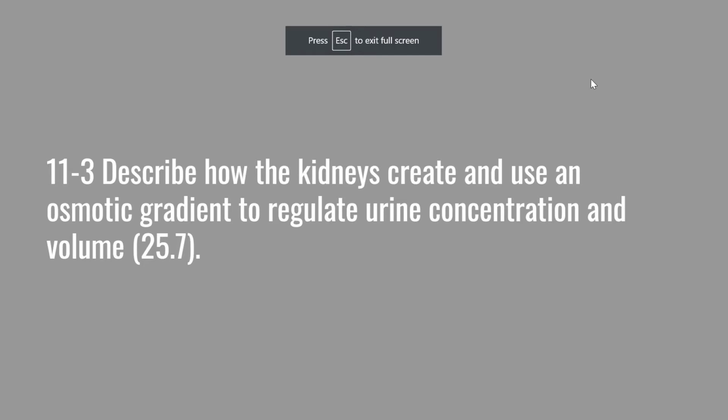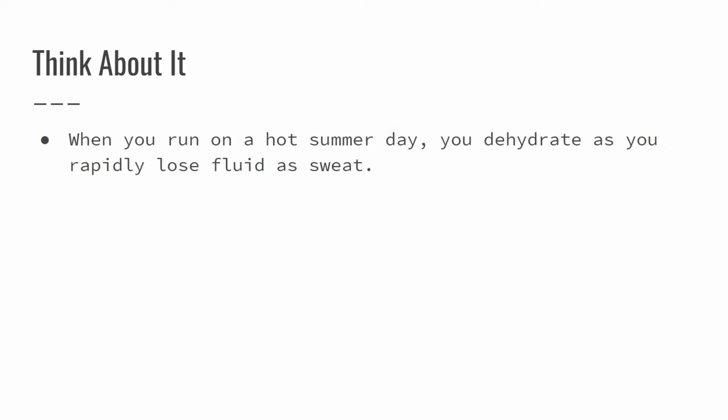Today we're going to talk about osmoregulation, and the corresponding objective is: describe how the kidneys create and use an osmotic gradient to regulate urine concentration and volume. So let's start with some examples that we're familiar with.